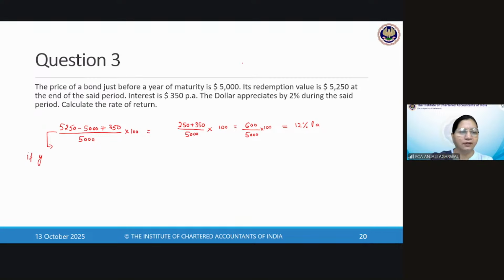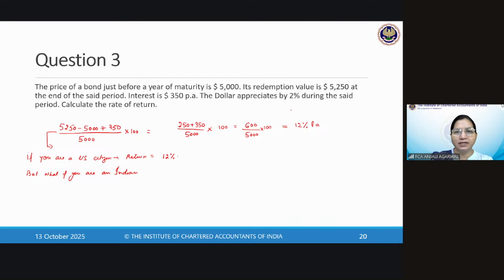If you are a US citizen, then this nominal rate, this return is okay for you. But what if you were an Indian? Let's assume some other country and let's assume India. Then also, do you think it is 12% or something else?